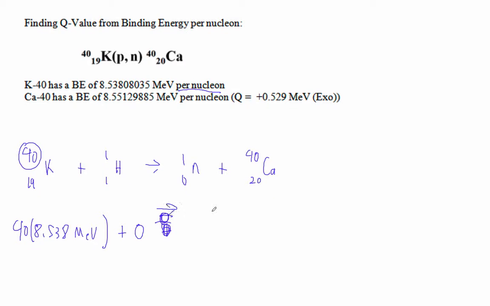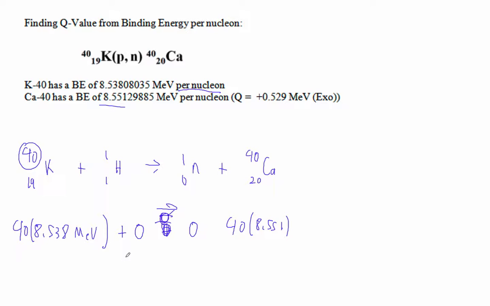Same thing's true for a neutron. It's not bound to anything. There's no binding energy. Basically, we'd go the neutron mass minus the neutron mass times 931.5, which would give us 0. And then this guy, calcium-40, it's 40 times 8.551. So now we just plug this in.